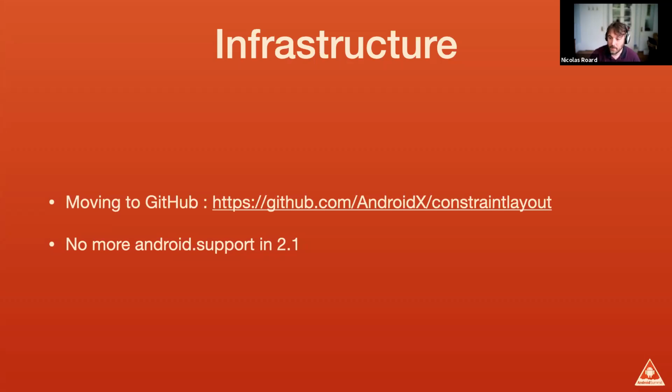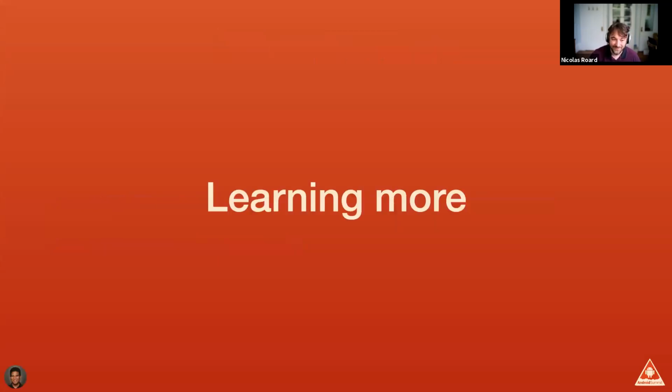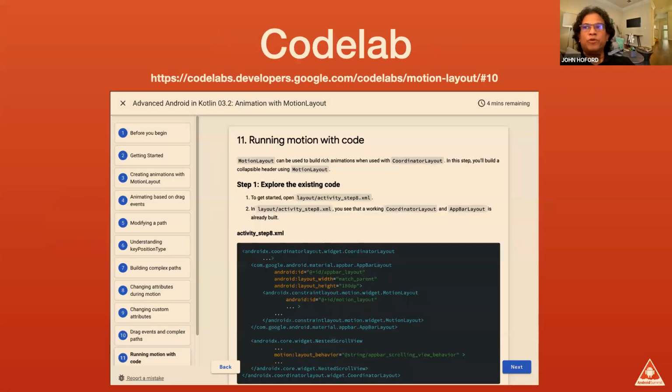All right, and John can talk a little bit about learning more. So how would you learn more about all of this stuff? There's a lot here to unpack, and there's a lot of things you can do. One of the first things you can do is actually go through one of the Codelabs. It's a really good Codelab. It'll take you through a basic setup and building some simple animations.